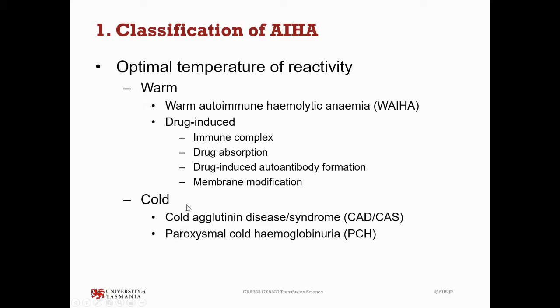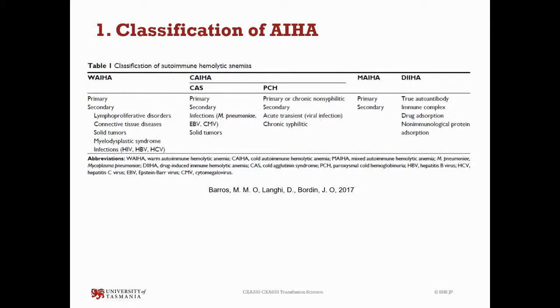And then we have cold hemolytic anemias, and they're probably better known as cold agglutinin disease or cold agglutinin syndrome. And then a further subdivision is paroxysmal cold hemoglobinuria that we will also be looking at today. So you can see here a classification. So we have our warm autoimmune hemolytic anemias here. We have our cold autoimmune hemolytic anemias here, known as cold agglutinin syndrome and paroxysmal cold hemoglobinuria.